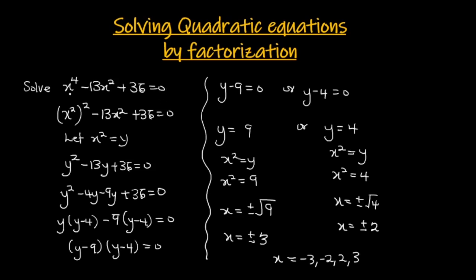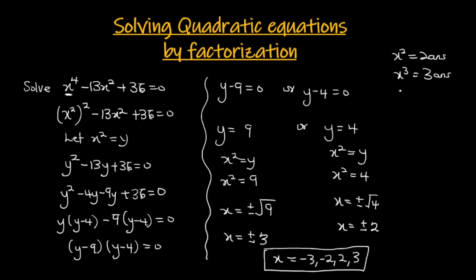So you can see that the x term is raised to the power 4, and then we have 4 answers at the end of finding the values of x. So if it were just an x squared term, we are expecting 2 answers. If it's x cubed, we are expecting 3 answers. That is how polynomial equations work. If it is x power 4, we are expecting 4 answers for that particular equation. Alright, so let's go ahead and look at another example.